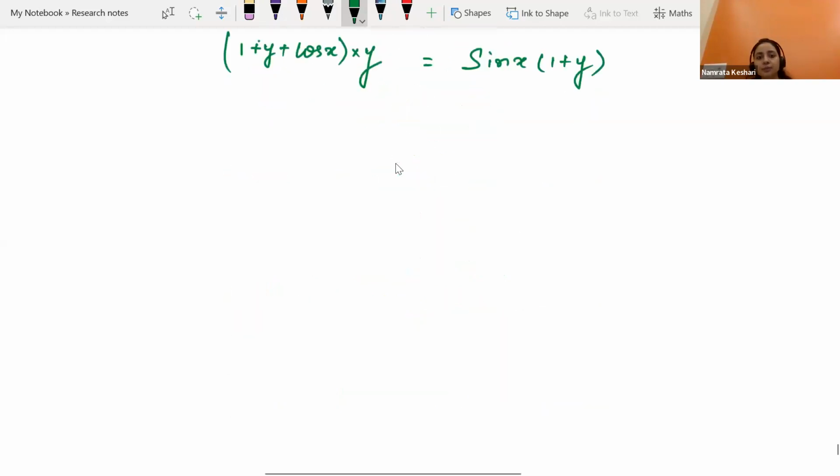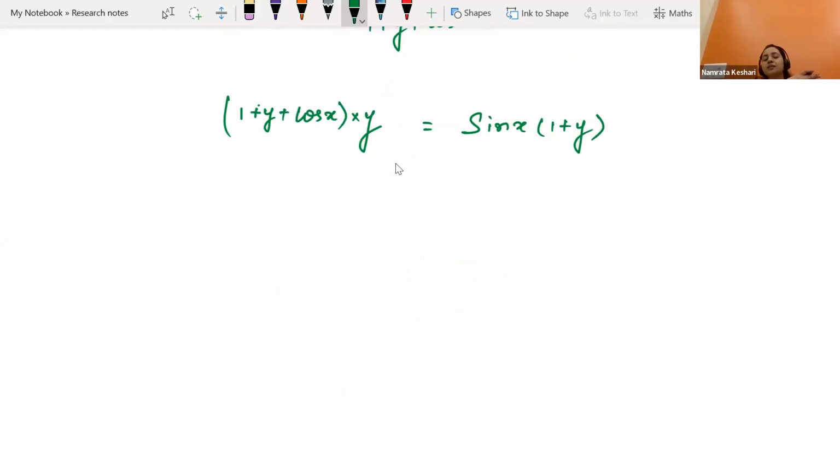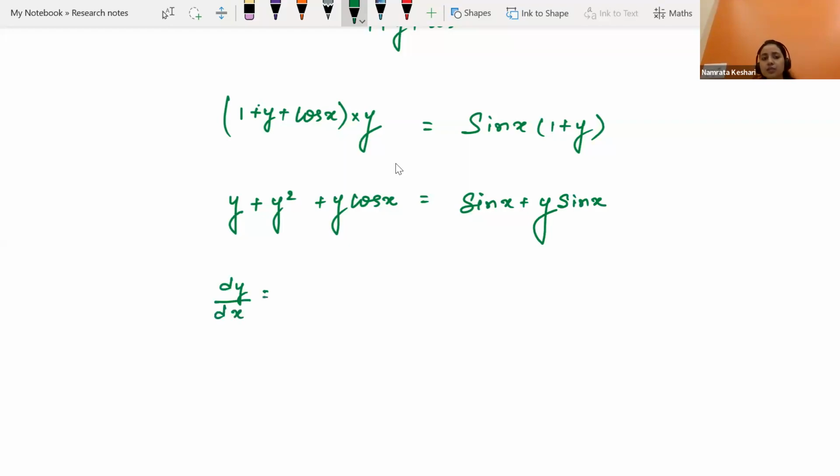Confusion so far? Anything more? Either you multiply this y, or you can apply the u v method. So let's multiply: y square and then y cos x, and here also sin x plus y sin x. Now it looks like it became very simple, right? y is just dy over dx, y square gives 2y dy by dx, plus y cos x is first function into derivative of second function, plus second function into derivative of first function.